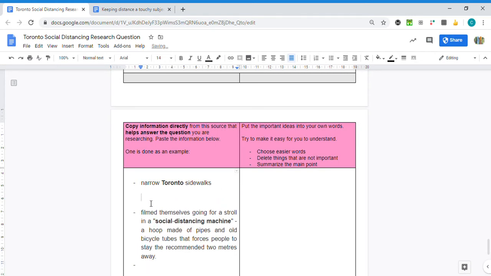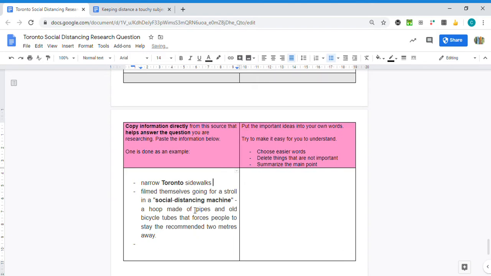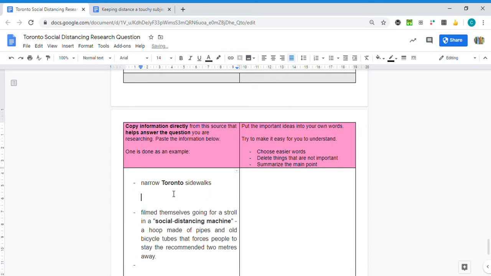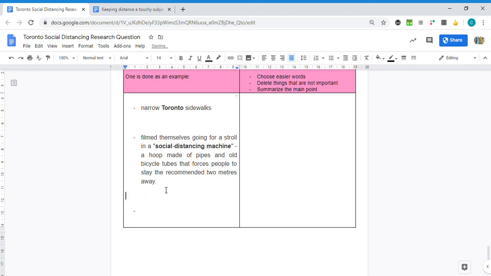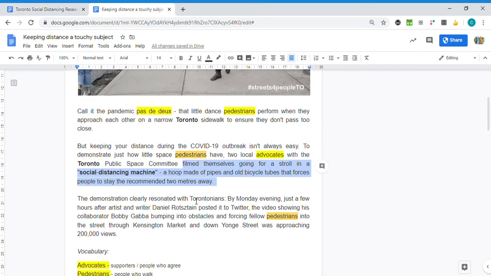Okay, I like to leave a space in between the different points because if I leave it all clumped like this, when I go back to read it, it's going to be very confusing. I'm going to be like, narrow Toronto sidewalks film themselves. Wait, the sidewalks are filming themselves? So I'm going to keep a space in between and really make sure I can see that this is a different point. Okay? Let's continue.